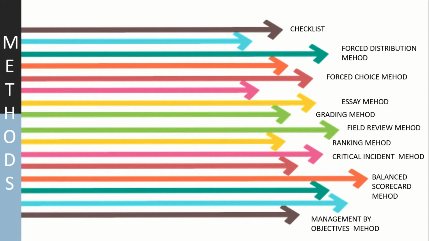There is the checklist method. There is a very popular forced distribution method, which you will see very often in a lot of organizations, wherein you will have a bell curve, and people would be put in some forced ranking, like 10% of people in the good category, the last 10% in the bad category, and in the middle there would be another set of employees. So a forced distribution method is there.